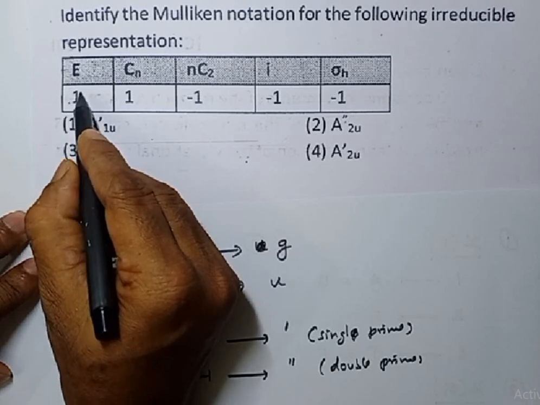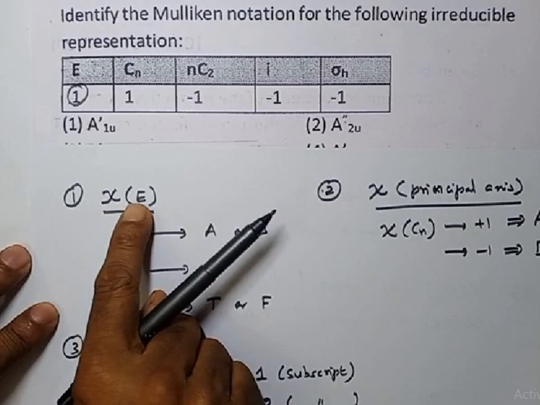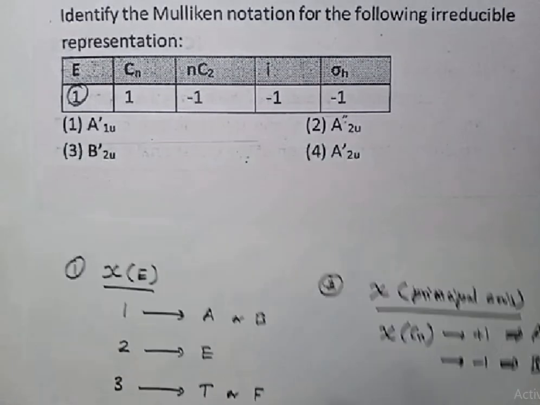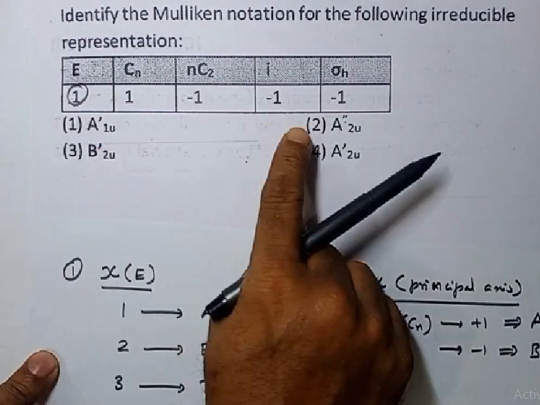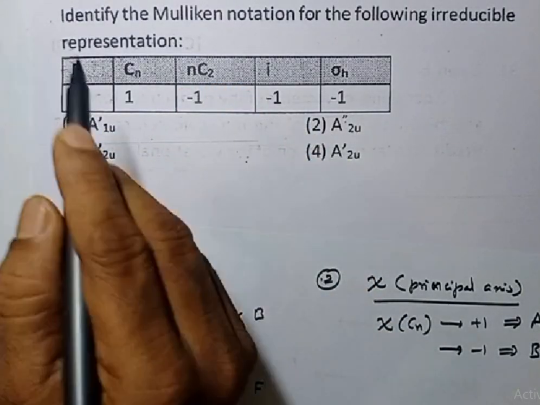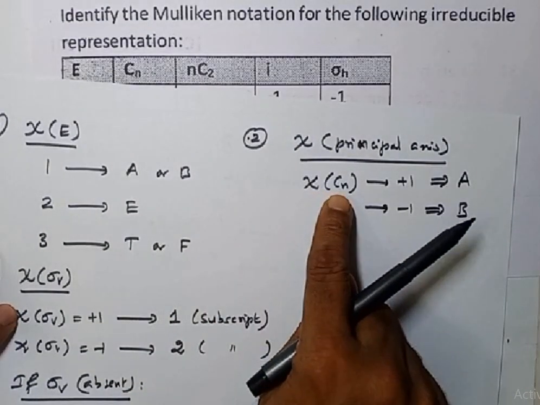See here, sir, A or B. If the character for identity is 1, then the symbol is either A or B. Yes, in all the options, A and B are there. Good. To check whether it is A or B, what to do?